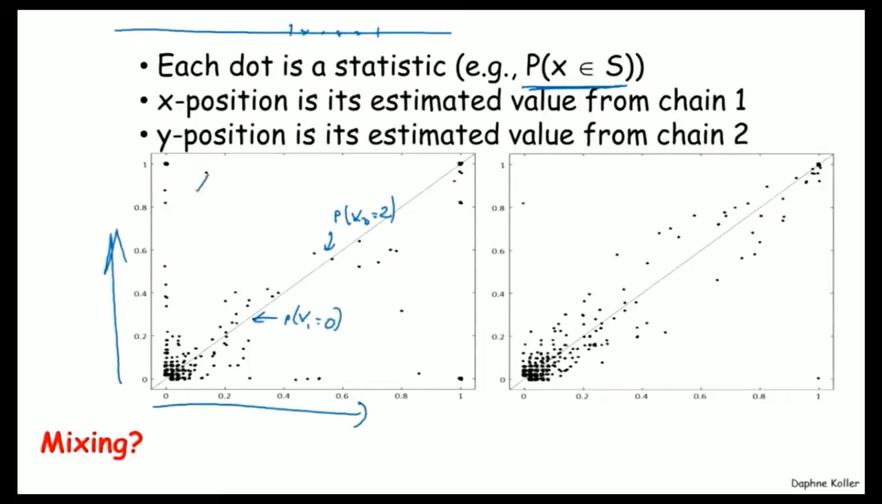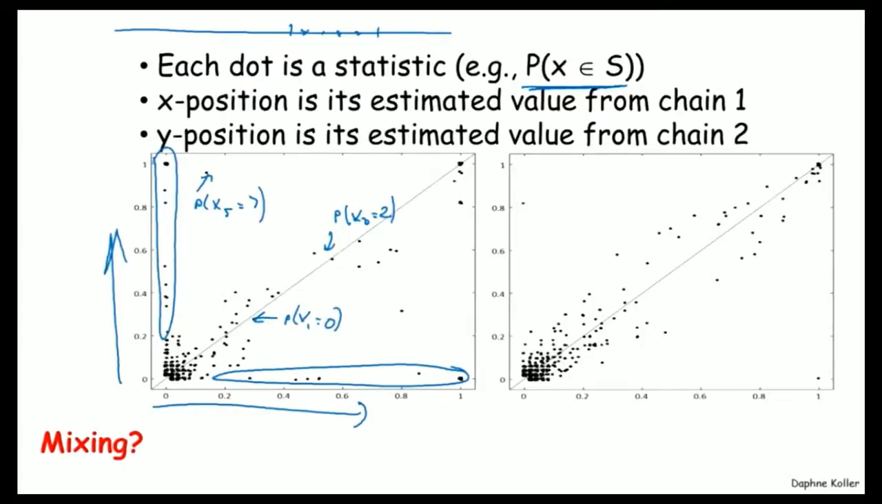This might be some other probability, that x5 is equal to 7. And so each of these is a statistic. What you see here is a scatter plot. One is the estimate that I get from the one chain and from the other. Looking at this, it should be obvious that the first chain has not gotten mixing on the left-hand side, because you can see that there are all these points that have a high probability in one of the two runs and a probability 0 in the other, and vice versa.